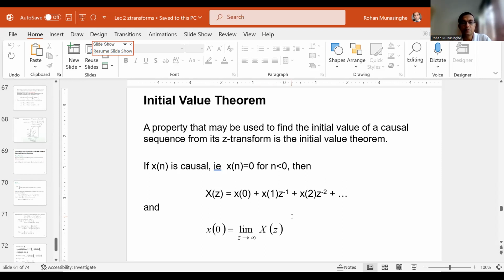any questions? Right. In fact, I should have written this the other way around, right? Limit z goes to infinity X(z) on the left hand side, and on the right hand side simply x0. I will do that adjustment and post it. Any questions about that initial value theorem?